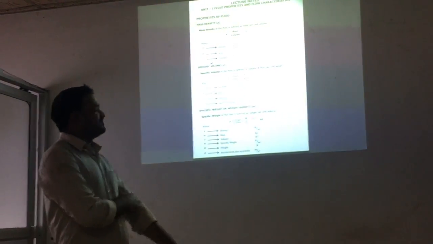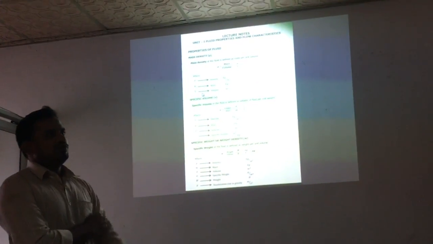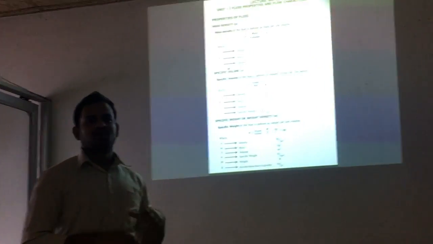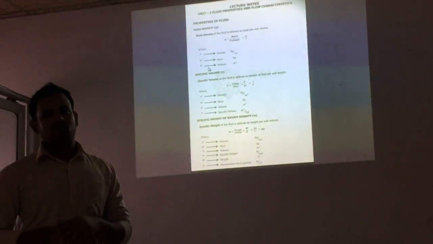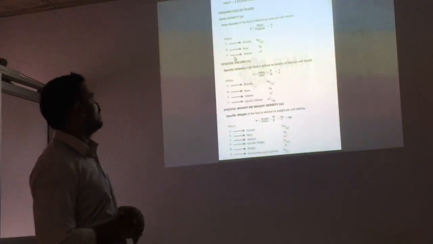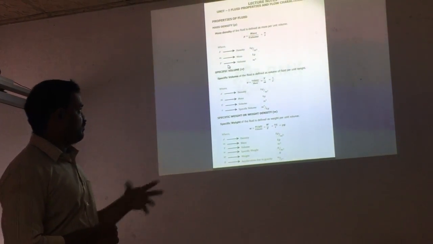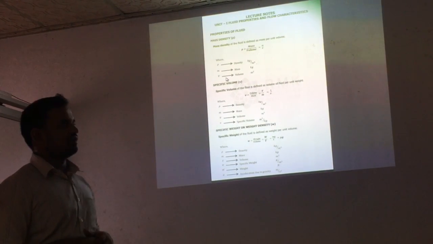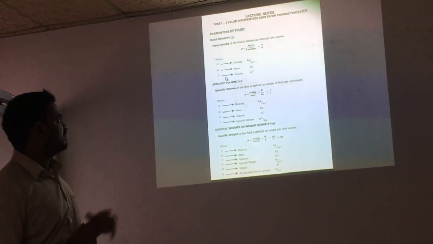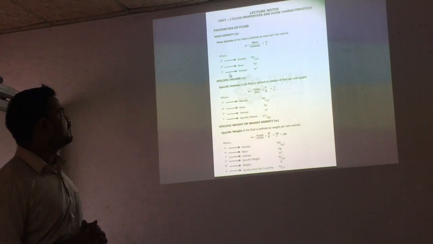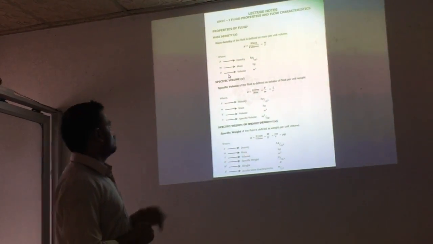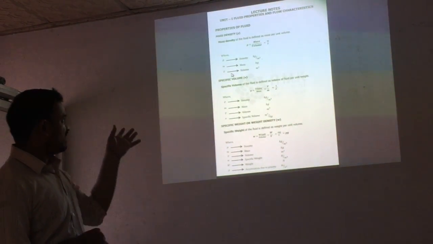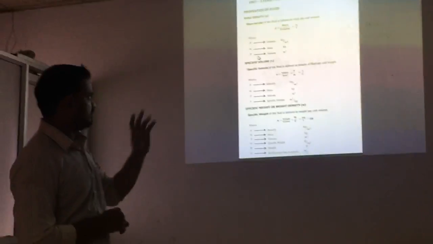The next slide is properties of fluid. The main property of fluid is density. Density is the ratio of mass to volume. Mass is the weight of the fluid, and volume is the space occupied by the fluid in a vessel. The formula is rho equals mass by volume. The unit of density is kilogram per meter cube: mass is in kilogram and volume is in meter cube.